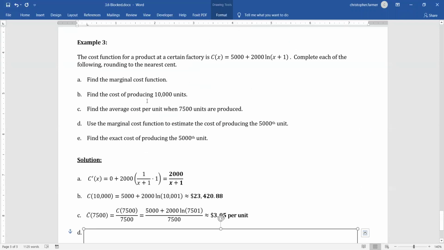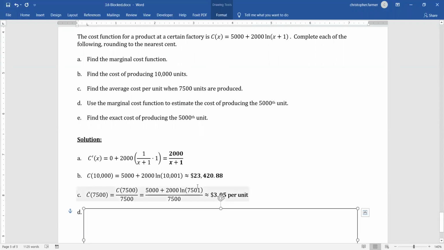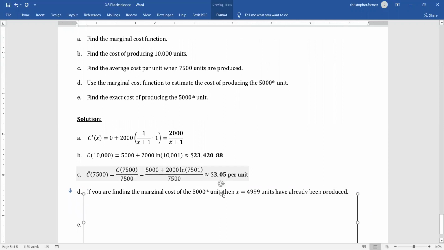In the next one, sorry, I should have read it before I went down there. We're looking for that average cost. Okay, so remember the average cost was the cost function divided by the number of units that you're producing. So the cost function evaluated at 7,500 obviously gives you the total cost. We divide by 7,500 to get the average price per unit. So again, just evaluate the cost function, get what you get, divide that by 7,500, and you end up with about $3.05 per unit for this particular cost function for the first 7,500 units.